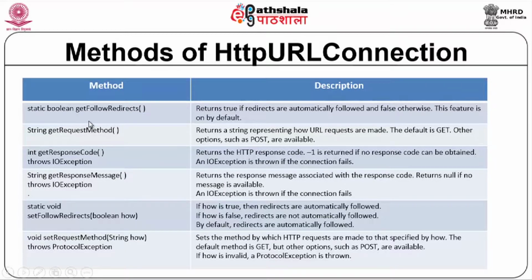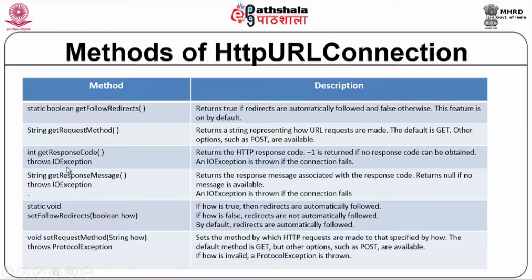So, we have a method called getFollowRedirects. This method would return true if redirects are automatically followed, and it would return false otherwise. By default, getFollowRedirects would return true. And then there is a method called getRequestMethod. This would return a string that represents the type of the request that has been made to the URL. The default is a GET method by which you can give a request to the URL, or it can be a POST method.